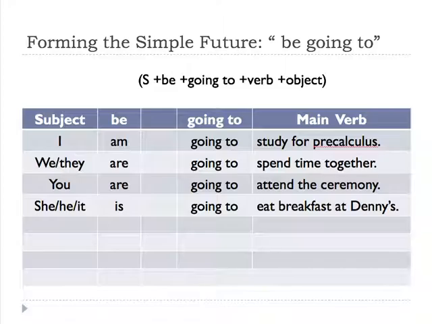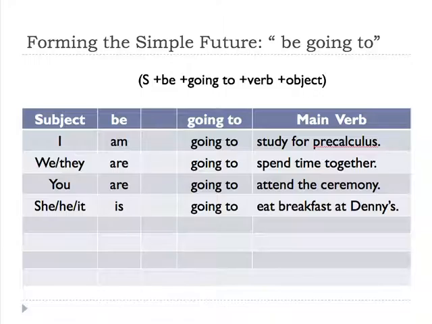Start with the subject, then use a form of the verb to be that you need to change in order to match the subject, then use going to, and then use a main verb in the base form. So you get sentences like this.